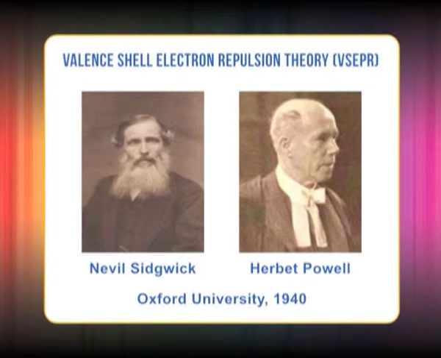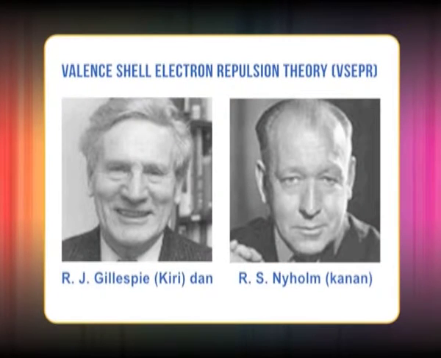First, let us discuss the introduction to the topic. Lewis' concept is unable to explain shapes of molecules. Sidgwick and Powell in 1940 put forth valence shell electron pair repulsion theory to explain shapes of molecules. The theory was later improved by Gillespie and Nyholm in 1957.